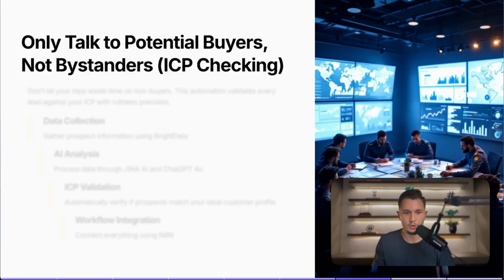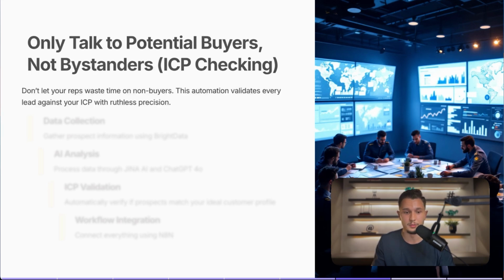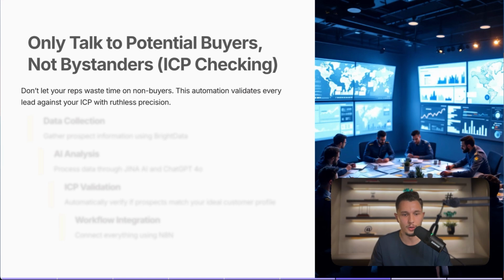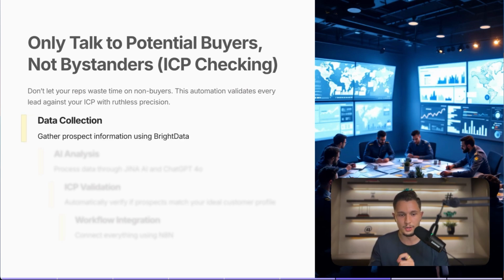So the next one is only talk to potential buyers, not bystanders. And this is ICP checking. I see a lot of companies run outbound and complain about the lead rates. And when I look at their lead list, it's just full of inaccurate data and companies that don't fit their ICPs and that will never have the means or the reason to buy from them. And so what you want to be doing is not waste your sales reps' time. And you do that through an automation that validates every lead against your ICP with ruthless precision.